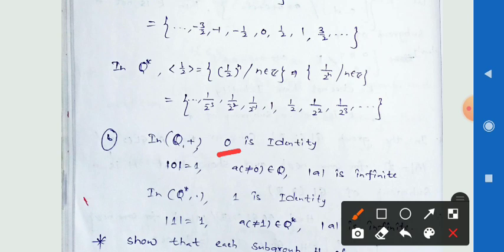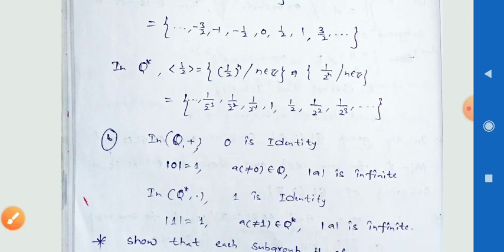Then we get the order of a is infinite. Now similarly, I have to take Q star comma dot. Here Q star means the set of non-zero rational numbers with the binary operation dot. In this set, 1 is the identity element. The order of 1 is 1. If a not equal to 1, that belongs to Q star, then we get the order of a is infinite.